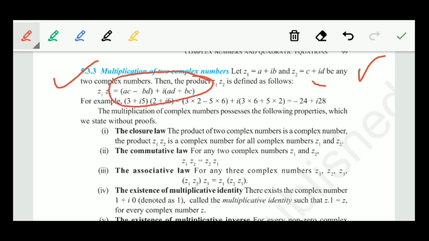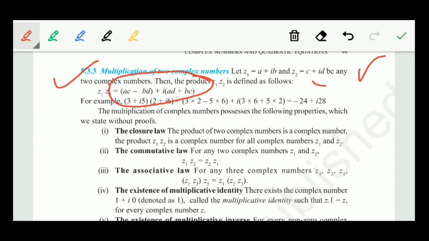When you multiply them, each term of the first complex number is multiplied with each term of the second complex number. After simplification you separate the real part and imaginary part. Then we get ac minus bd plus iota (ad plus bc).